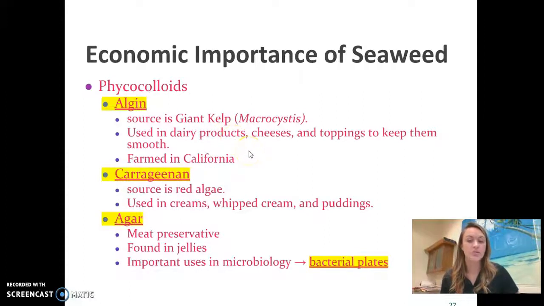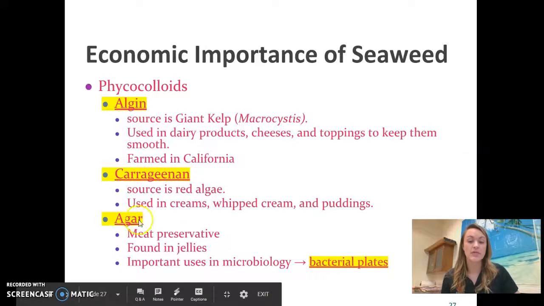Carrageenan is actually coming from red algae, and it's used in creams, whipped creams, and puddings to give it that thick viscosity, but also give it that smoothness as well. And then agar, you may have heard of before. Most of you have actually used agar, whether you realized it or not, but it is a meat preservative. It's found in different types of jellies, and we actually use it in the Butler Biology Science Department when we do the bacteria-bound lab with our biology students. So if you've ever swabbed anything and put it on a petri dish in a science class, and I know that my students have done that, those bacterial plates were full of this agar, and it basically works as a bacteria food.